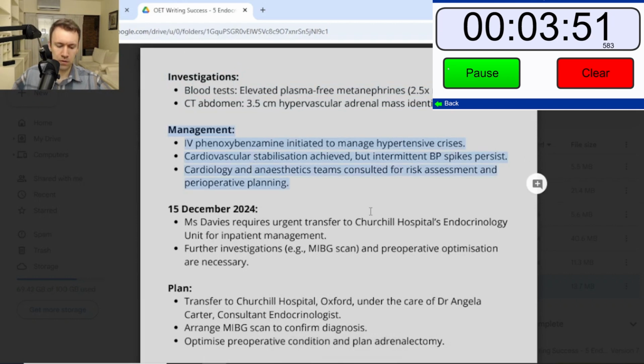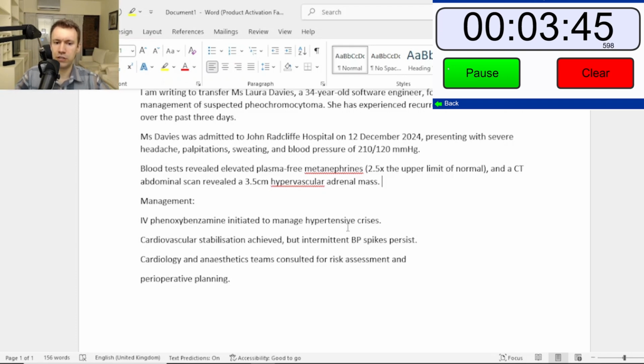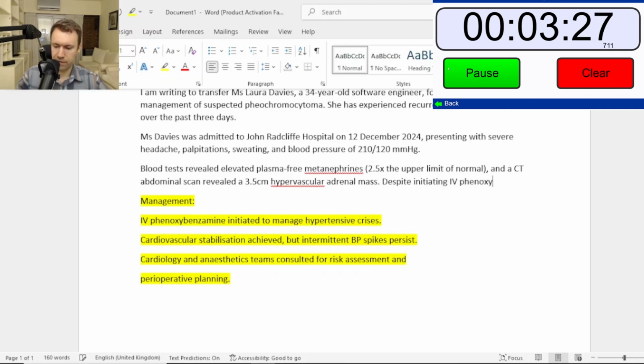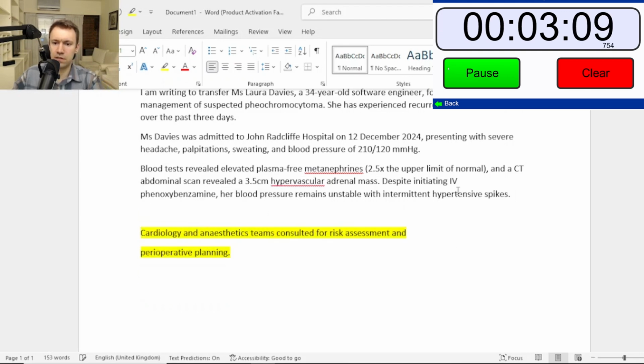We're going to now add on more information, this time about the management that we've initiated of our patient. So how are we going to convert this information into full sentences? Well, very much the same as we've been doing. So we'll say, despite initiating IV phenoxybenzamine, her blood pressure remains unstable with intermittent hypertensive spikes. So that's this information included.